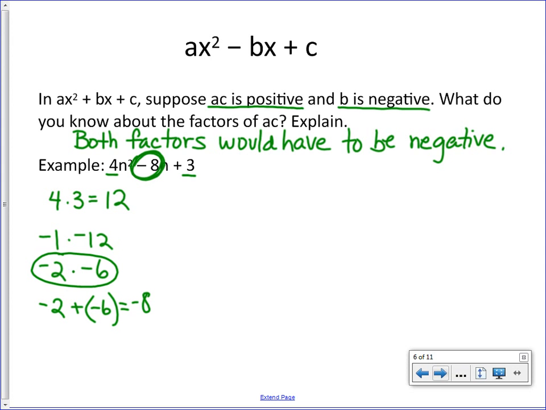All right, so let's replace in our 4n squared. Rather than minus 8n, we're going to use these two numbers right here as our coefficients. So we have minus 2n and minus 6n, which together give us this negative 8n that we want, and then plus our 3.